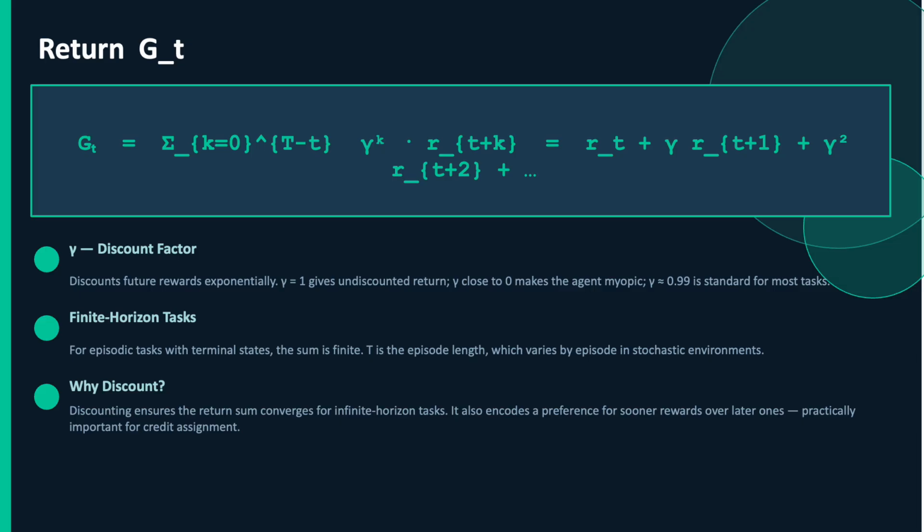The discount factor serves two purposes. Mathematically, it ensures the return sum converges for infinite horizon tasks; without discounting, rewards infinitely far in the future would contribute equally to G_t, and the sum might diverge. Practically, discounting encodes a preference for sooner rewards over later ones. The reward received now is worth more than the same reward received 10 steps later.